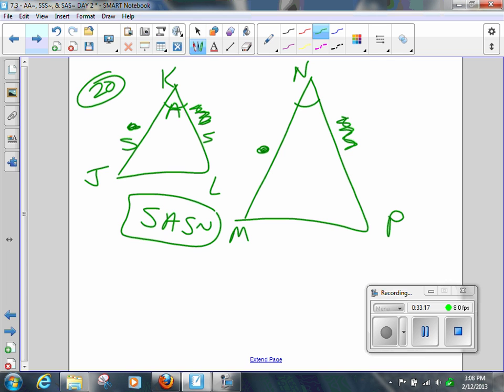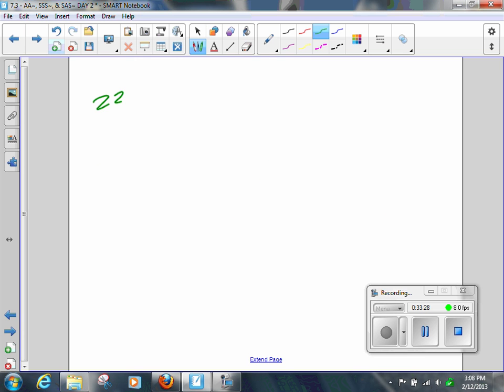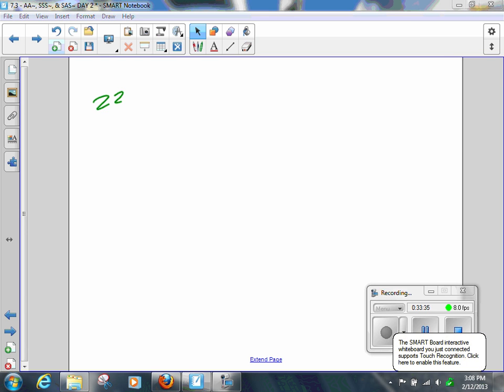Number 21. What are you given? You're given 3 sets of sides. Side, side, side similarity. And then number 22, look at this one. Oh, be careful now. Do we know a side-side angle? Because that's just backwards.